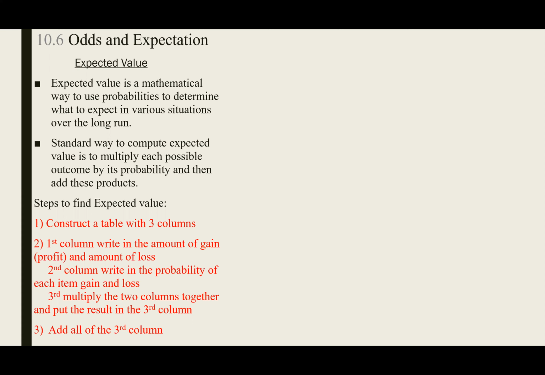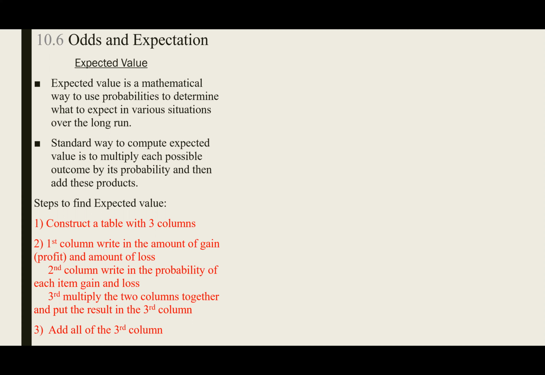So that's the first column: you identify the gain amount, which is positive, and the loss amount, which is negative. You most likely will have both of them; you will have some winning and some losing. The second column is the probability of gaining and the probability of losing. So basically you have to find the probability of a given item.